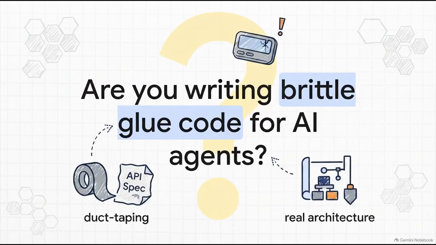So I'll leave you with this question. Are you going to keep duct taping your AI systems together, just constantly waiting for that inevitable late-night pager alert when an LLM provider slightly tweaks an API spec? Or are you ready to finally treat AI orchestration with the actual software engineering rigor it desperately deserves? The tools to stop hacking and start engineering are right here. It is definitely time to stop building brittle glue code and start building real architecture.